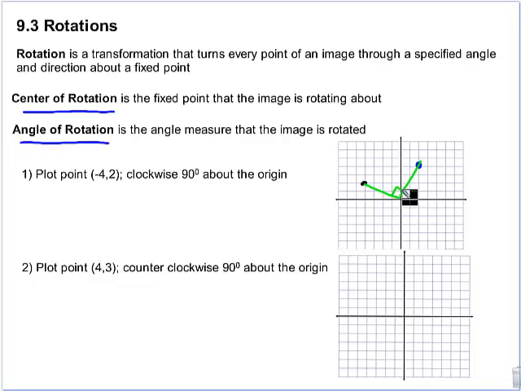For the next one, we now want to go counterclockwise. So we're going to plot the point 4, 3. Now if we're going counterclockwise, take your paper and turn it counterclockwise 90 degrees. Now figure out the new point that you have. Negative 3, 4. So the new point is negative 3, 4. Then turn your paper the right way and plot negative 3, 4.